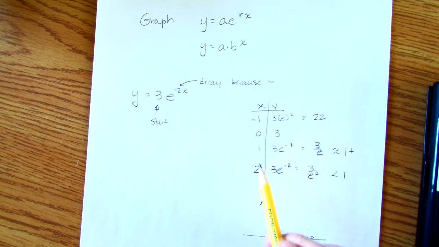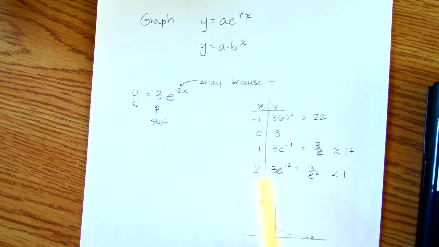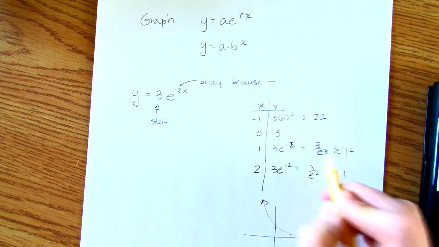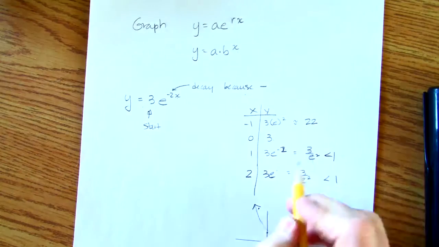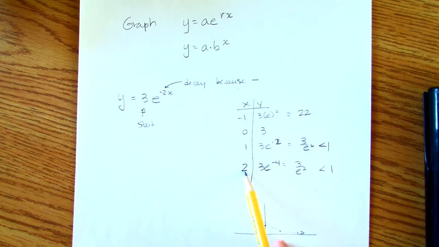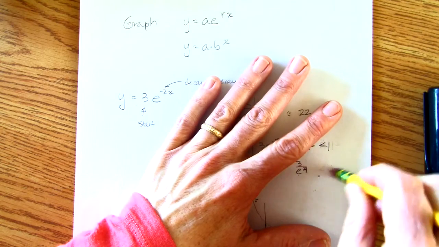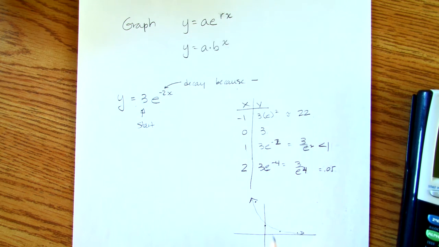You have to do some problems on your calculator. If I plug in 0, anything to the 0 is 1. 3 times 1 is 3. If I put 1 in there, that will be 3e to the negative 2, which will be 3 over e squared, which we know is less than 1. And if I put 2 in for x, I would get 3e to the negative 4, which would be 3 over e to the 4th. So that's less than 1. 3 divided by second e to the 4th is 0.05. So things are getting pretty small.